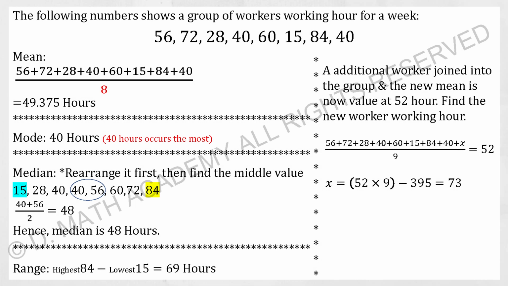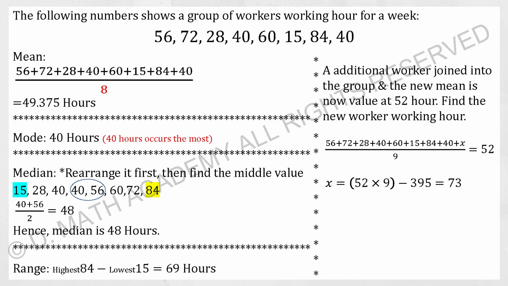So for the first one, they give you a set of numbers randomly distributed. They didn't organize it. To calculate the mean, simply add everything up and divide by how many numbers there are, which is 8. So the average working hours will be 49.375 hours.